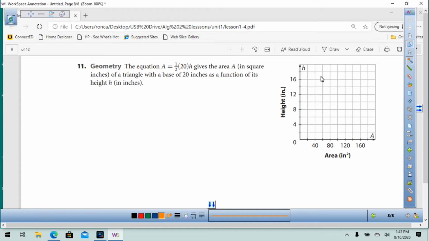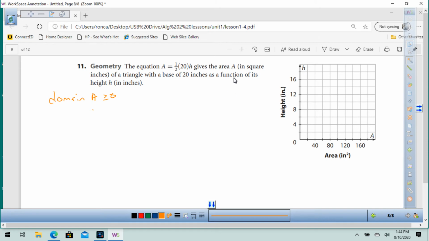Okay, well, let's see here. The domain of A equals 1/2 times 20 times h. Area cannot be a negative. It can be 0, but it can't be a negative. So the domain has got to be A is greater than or equal to 0, for it to make sense in the real world.